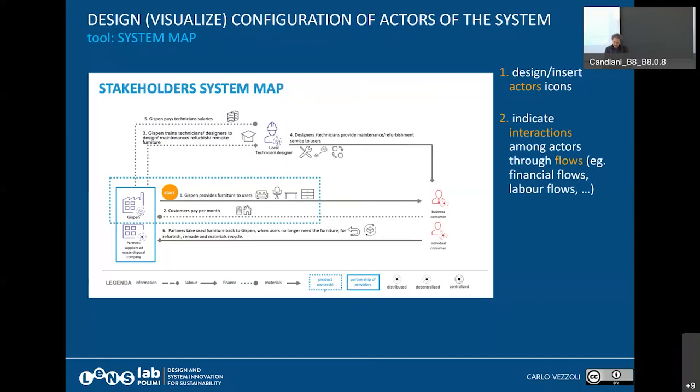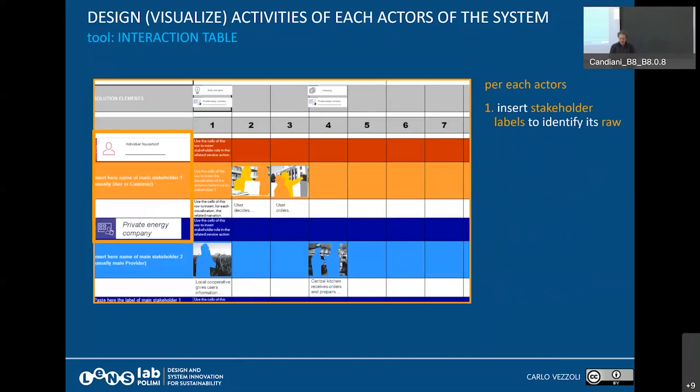So you will describe both the stakeholder and the interaction flow, whether they are financial flow, labor flow, material flow, and so on. Okay. Then, when this is done, so you have, let's say, the configuration of the actor, the main configuration. You will go a little bit more in detail of what is the role of each actor. And here, Blueprint is the most used tool for service design, and could be used. We will be using another one, so you learned how to use even this other one.